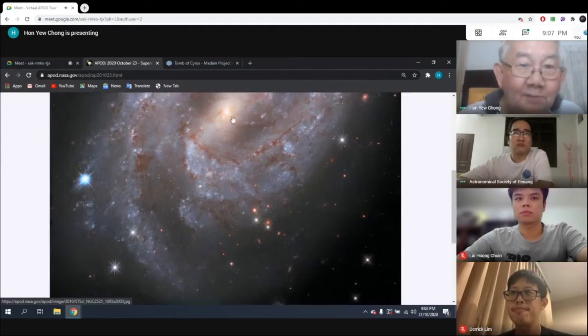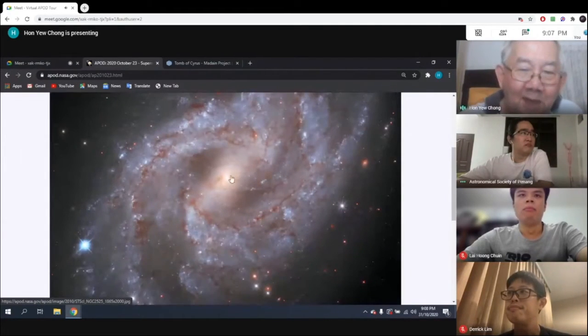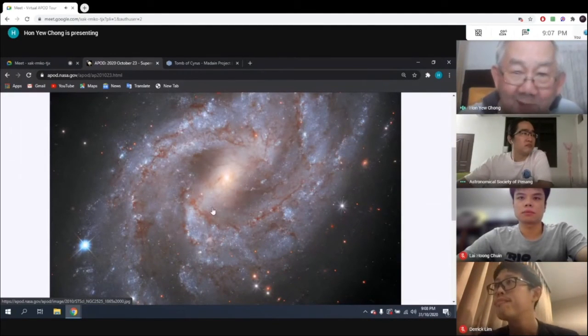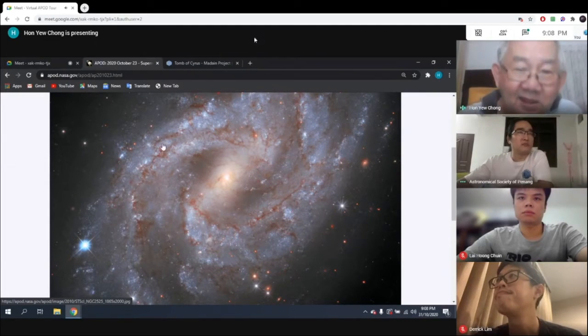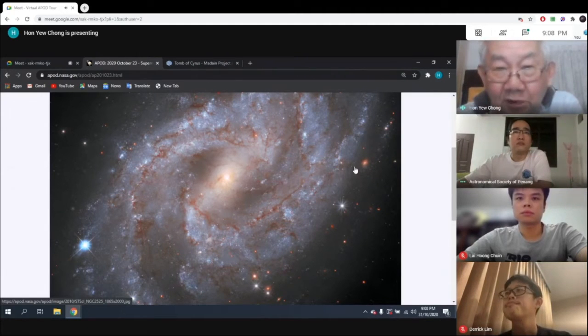In a spiral galaxy, you have a bar here, a barred spiral, and then you have the spiral arms. In the spiral arms you normally have the pink color, the blue color, and the red color. These are the younger stars, and these stars are sometimes called population 1 stars. Population 1 stars means they are heavy in metals.